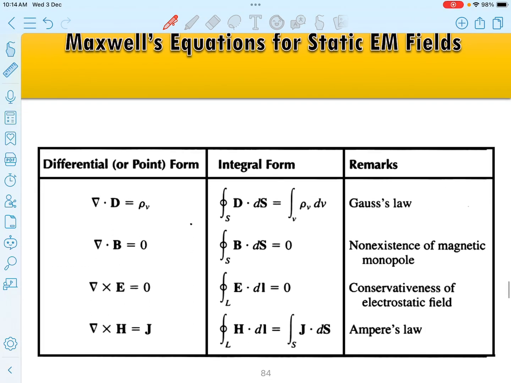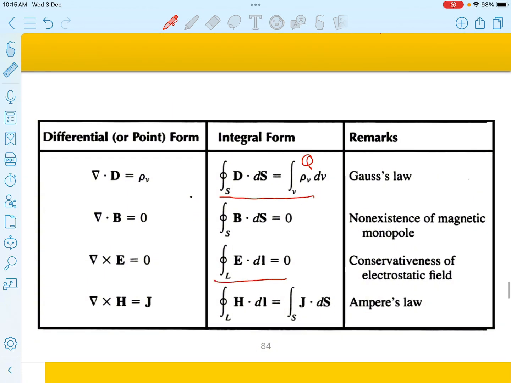So these are the four Maxwell equations that we have learned for the static electric and magnetostatic fields. Do you still remember this one? This one is the Gauss law. And do you remember this one, when we did the derivations for the equations of capacitors? If we integrate it in a closed loop, the potential difference is equal to 0. This is the conservativeness of electrostatics.